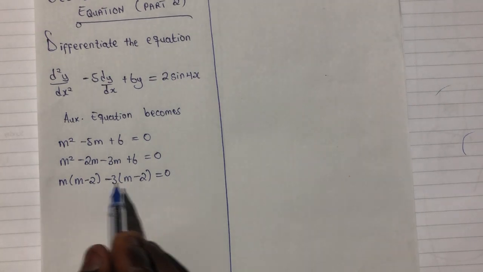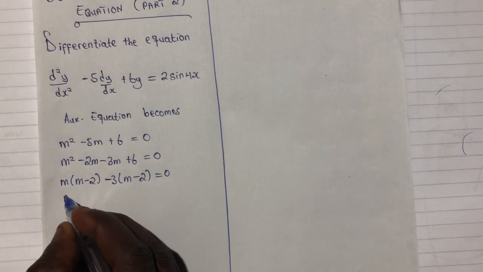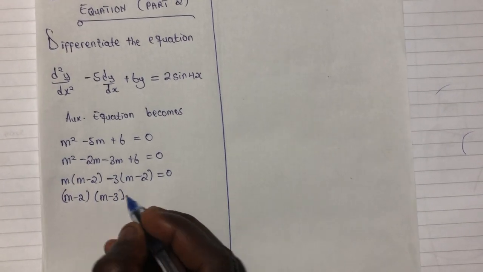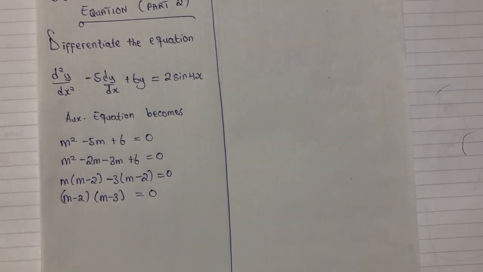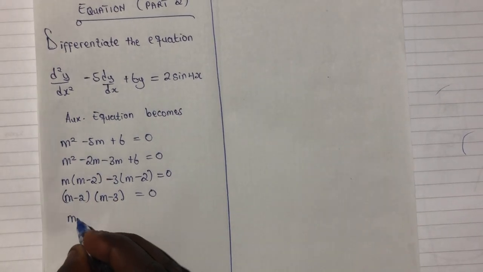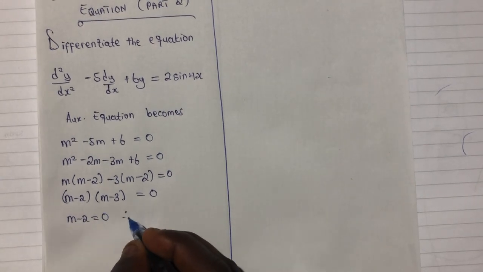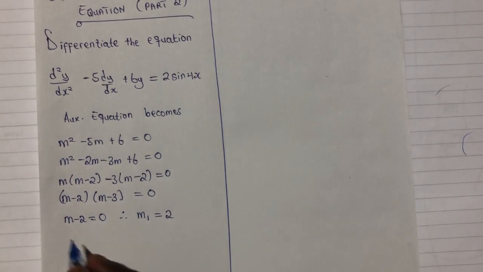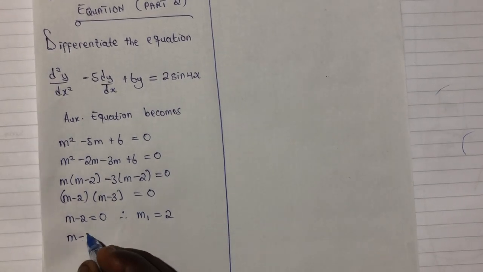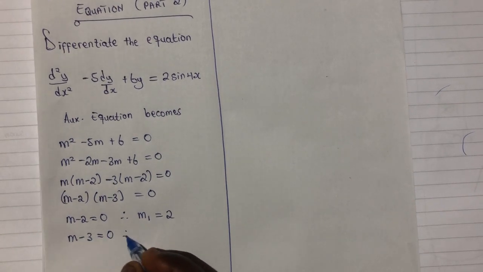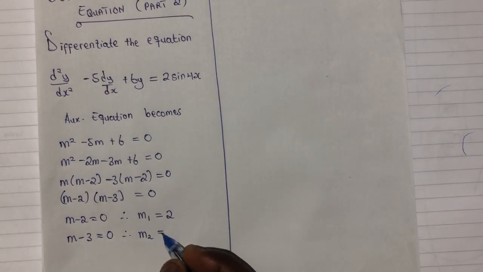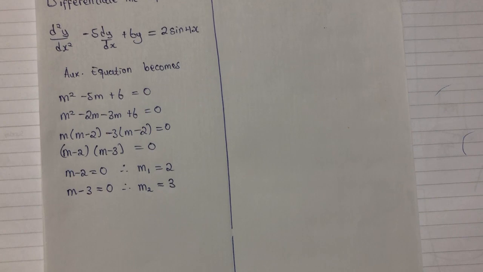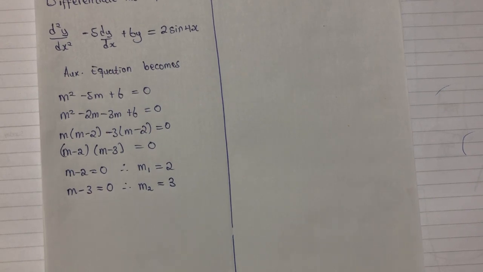Now we pick one of these in the bracket, having m minus 2, and we pick m minus 3. So m minus 2 equals 0, therefore m1 equals 2. We bring this to this side, then m minus 3 equals 0, therefore m2 equals 3.